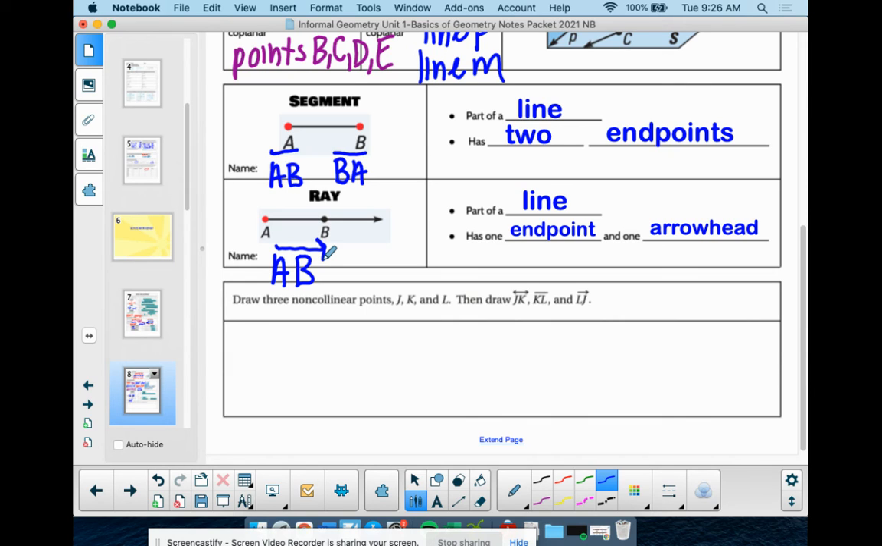All right, our last one here, kids, says draw and name three non-collinear points, J, K, and L. So draw 3 random points on your page that aren't on the same line. I'm going to put one here, here, I don't know, there. And then I'm going to label them J, K, L. Just make sure they're not all on the same line. You'll be okay.